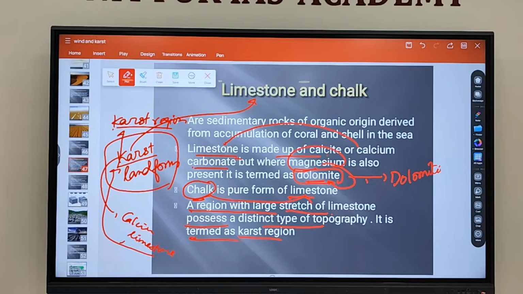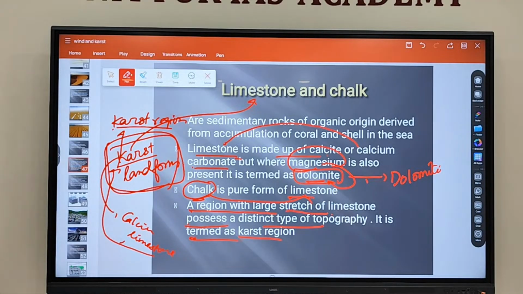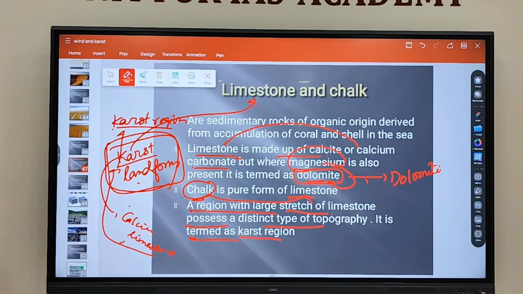Clear? Limestone is a softer rock. It erodes easily, and as a result it forms different types of landforms. That's what we call karst landforms. So when you erode the limestone, the chalk, the dolomite, what type of landforms are going to be formed? Those are called karst landforms. Fine.